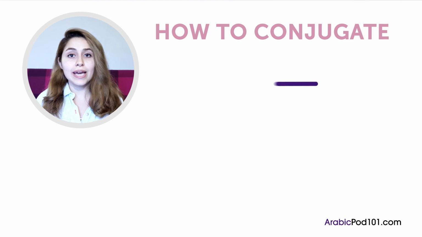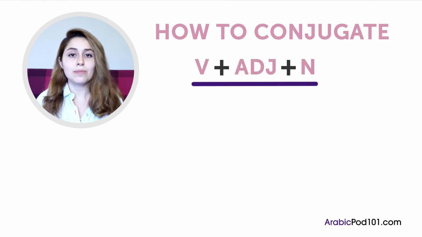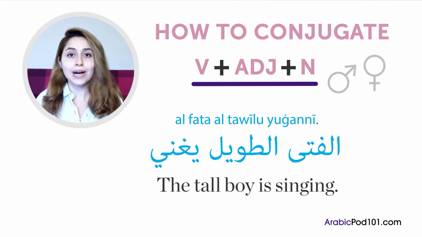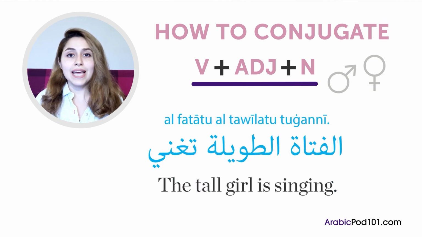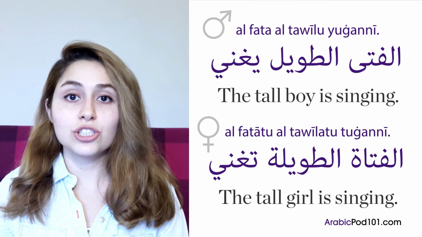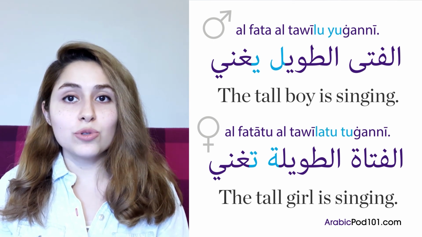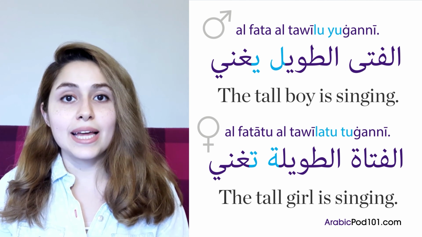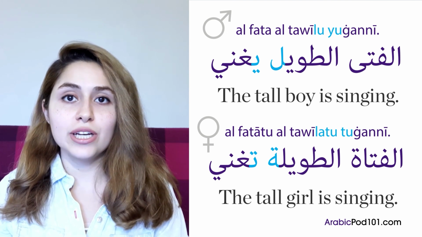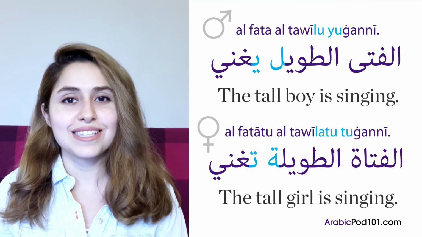For instance, we'll look at a noun-adjective-verb sentence for a masculine noun and for a feminine noun. الفتى الطويل يغني. The tall boy is singing. الفتاة الطويلة تغني. The tall girl is singing. The first one is masculine and the second one is feminine. See the slight difference in conjugation? Namely, the ta marbuta in the end of الطويلة and the ta in the beginning of تغني.